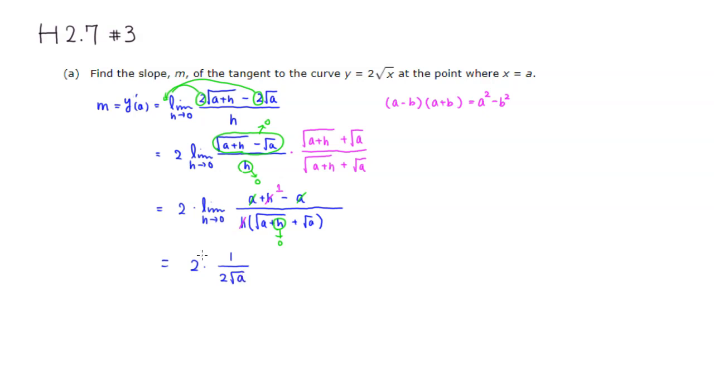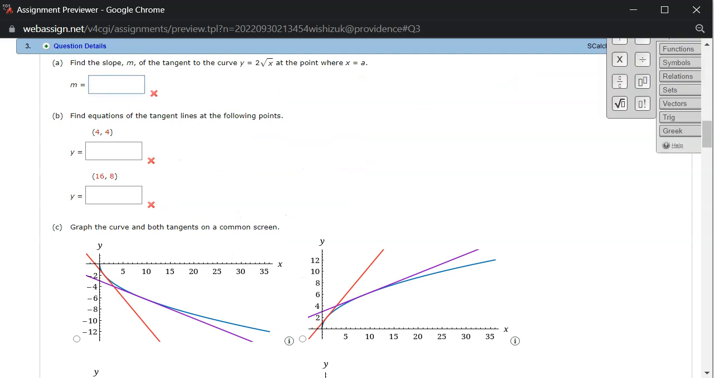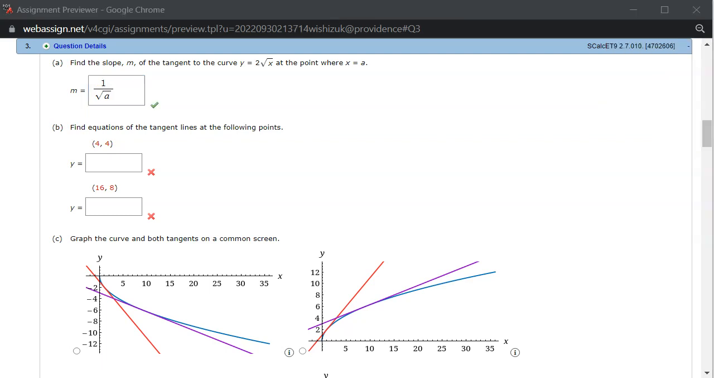So we can cancel 2 on top and 2 on the bottom, and this simplifies to simply 1 over square root of a. Right? So let's type it in. So it's going to be 1 over square root of a. Let's check the answer. All right, I came back and looks like we got part A correctly.